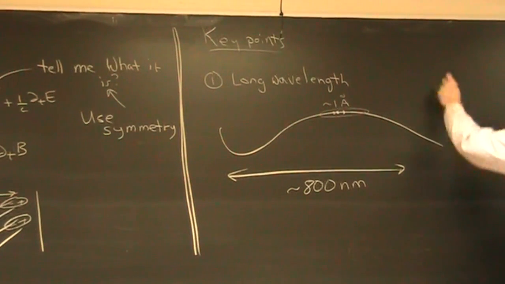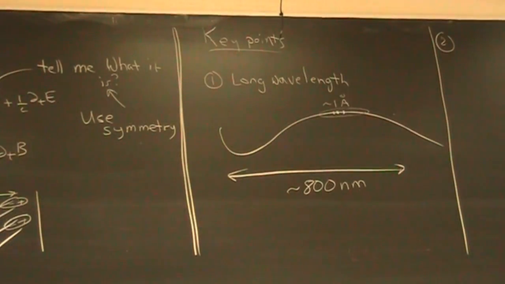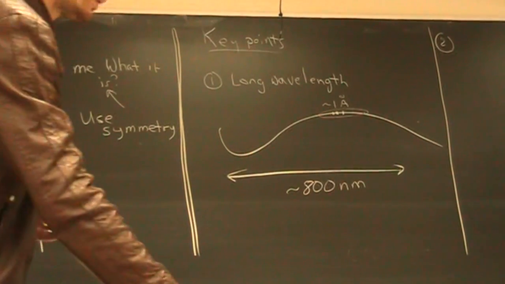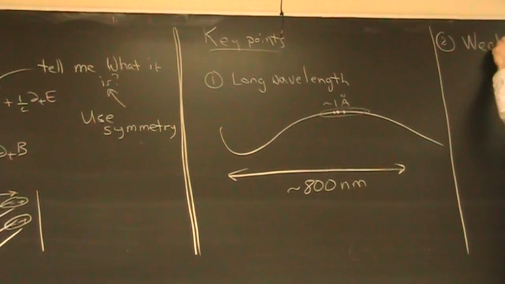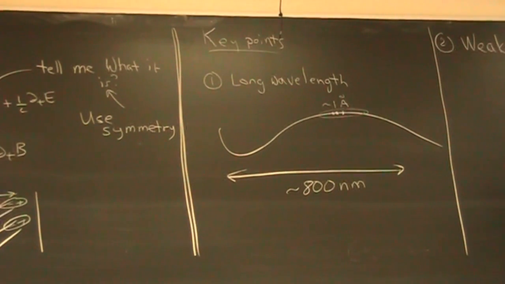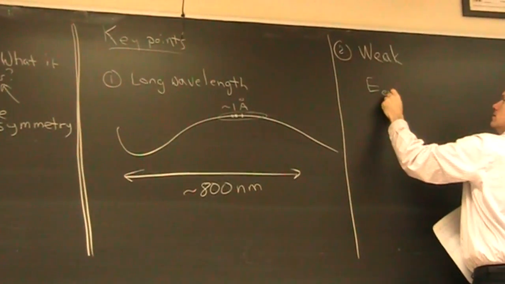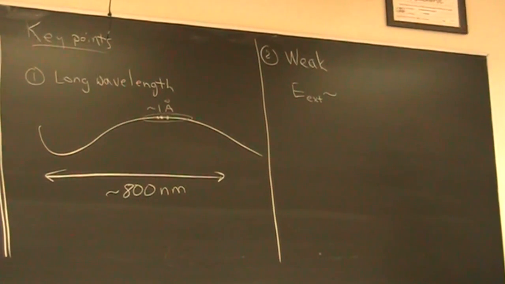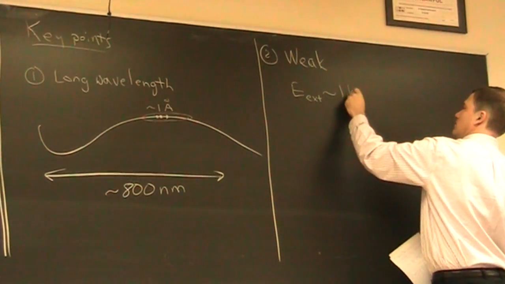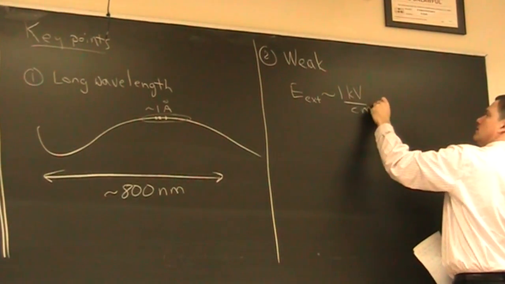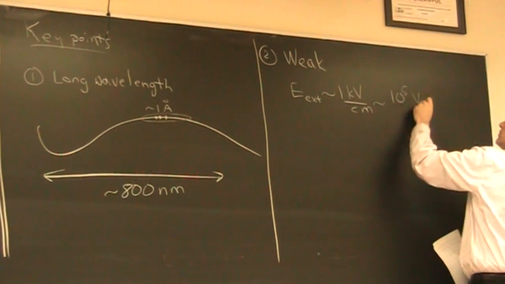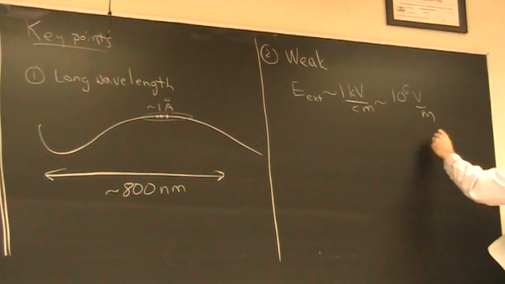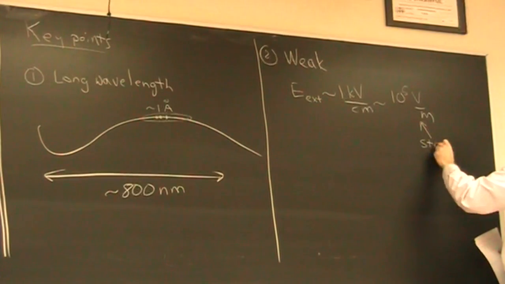Okay, so that's the first main point. Number two is, of course, typically the electric field is very weak. That also helps, right? Because just think about it. A typical external electric field, say a strong laboratory field, is about a kilovolt per centimeter. That's a pretty strong field, okay? 1 kilovolt per centimeter is 10 to the 5th volts per meter. It's a strong laboratory field.